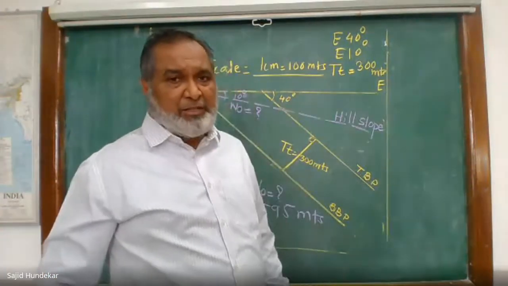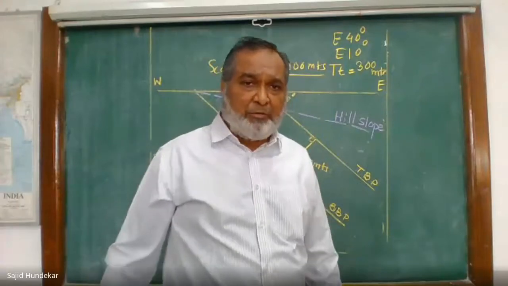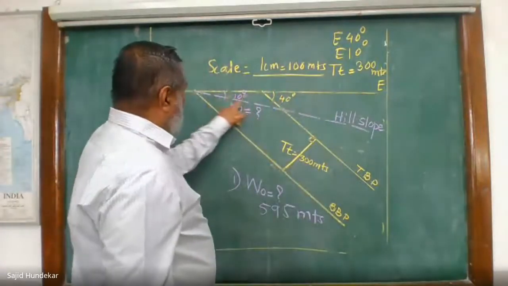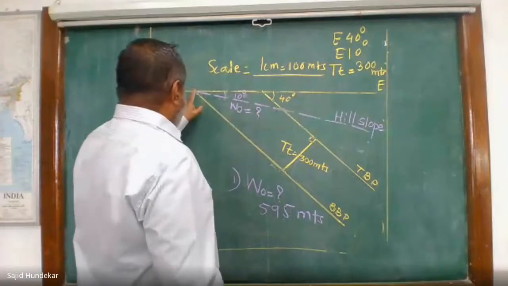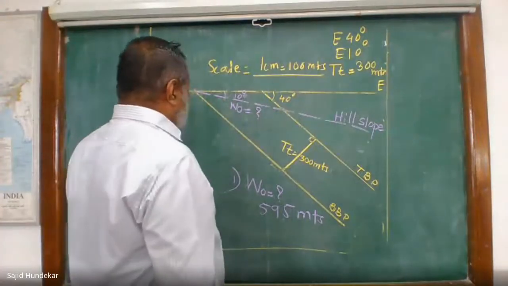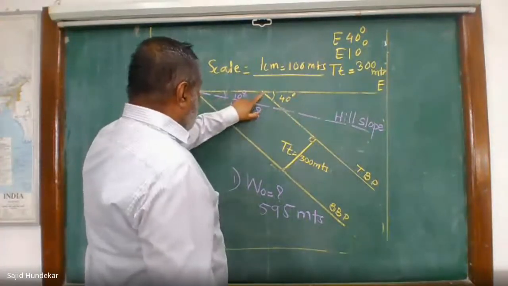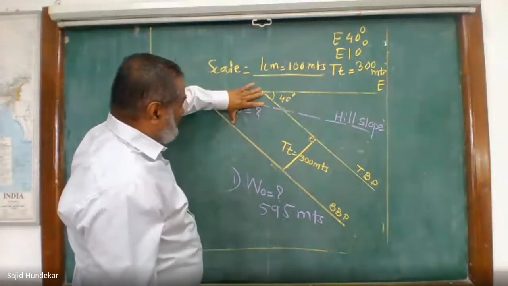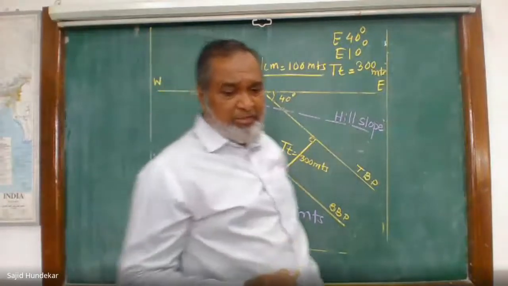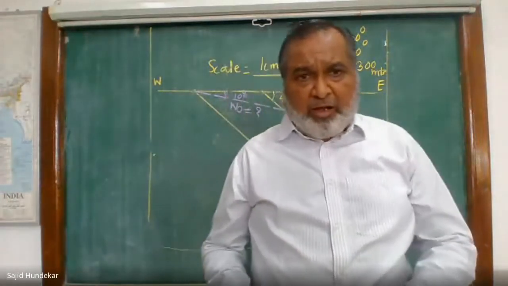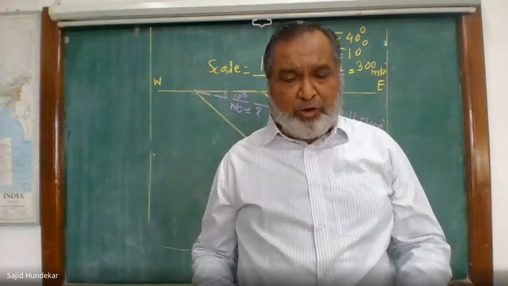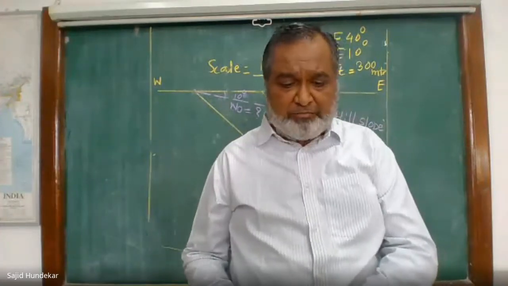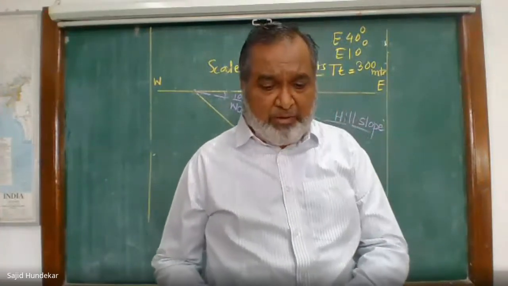Now problem number 3 will be homework. Instead of giving the angle 10 degree here, the angle will be given on the west side, 40 degree. So you have to measure the 40 degree from here and you have to take the width of outcrop on that particular hill slope. Yes, that will be the next one. I'll give that scanned copy. You can sort it out and this will be your homework. Problem number 3 will be homework.